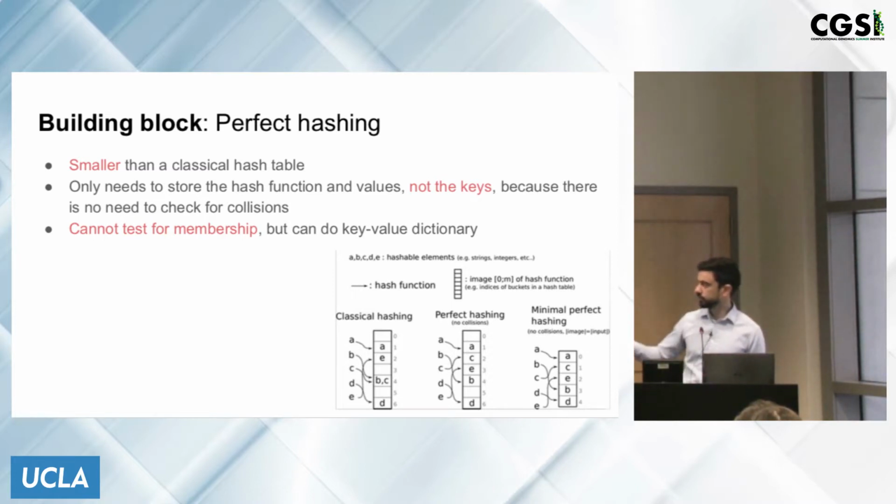And finally, there is minimal perfect hashing, which tries to shrink the size of the array such that there are no collisions. And also all the positions are filled by exactly one element.